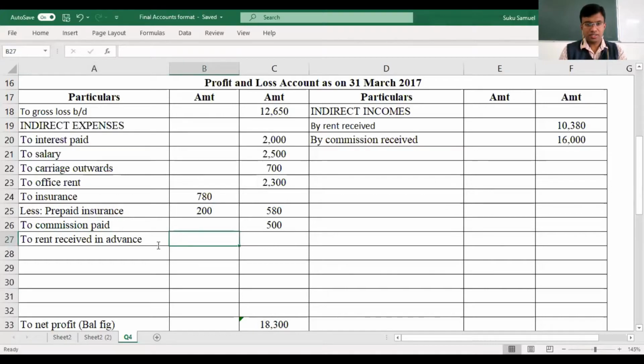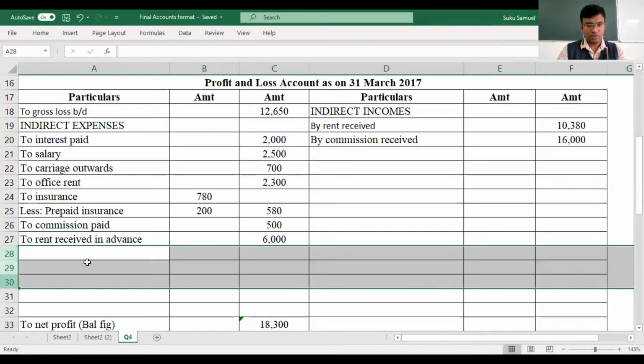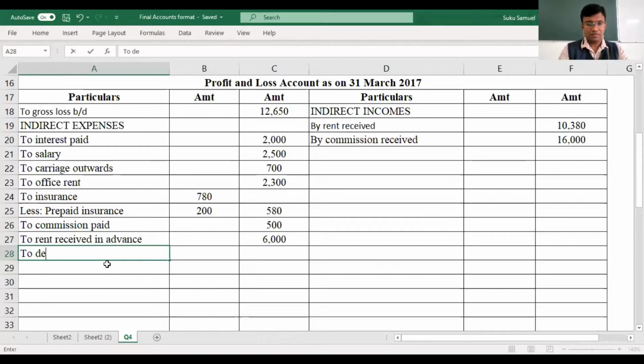So rent received in advance, the amount is 6,000. Then we have to consider depreciation. We have depreciation for the 3 fixed assets, and depreciation on furniture. Depreciation on furniture is calculated at 5%, and it is 5% of 22,500, which is 1,125.